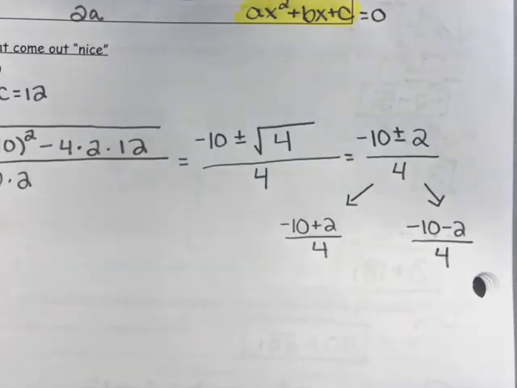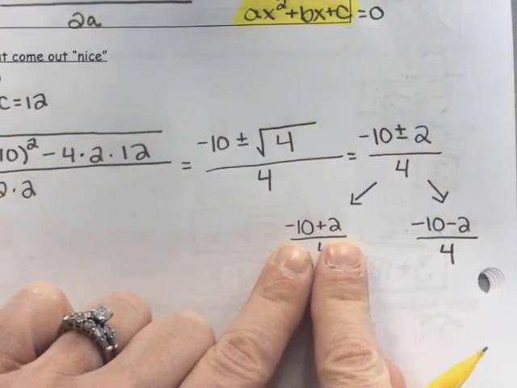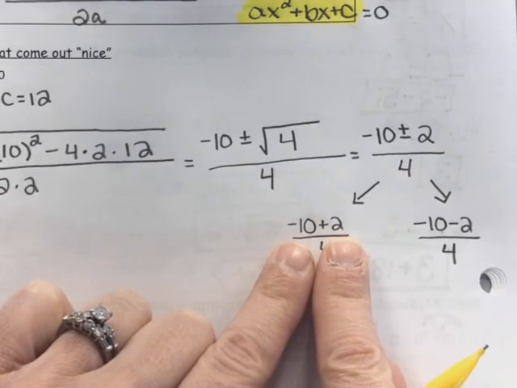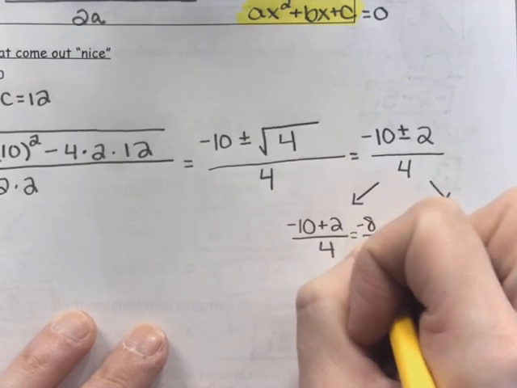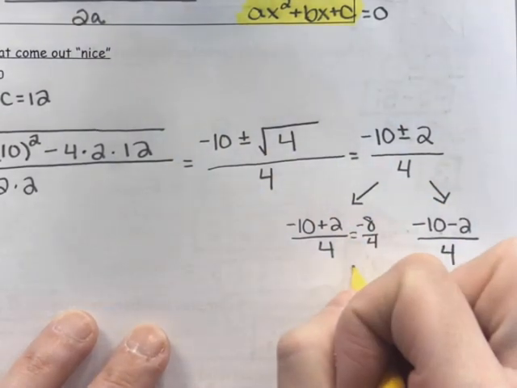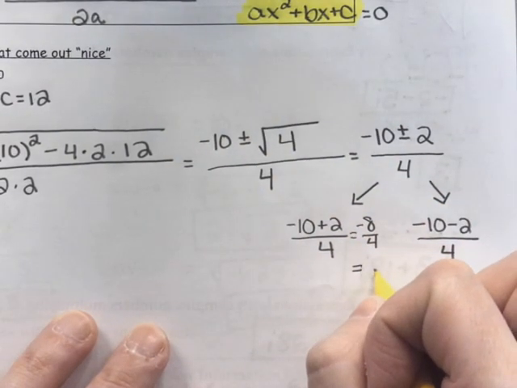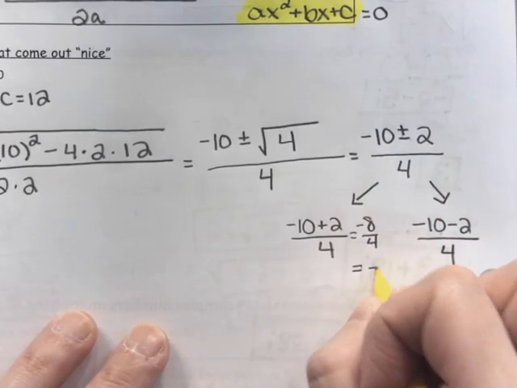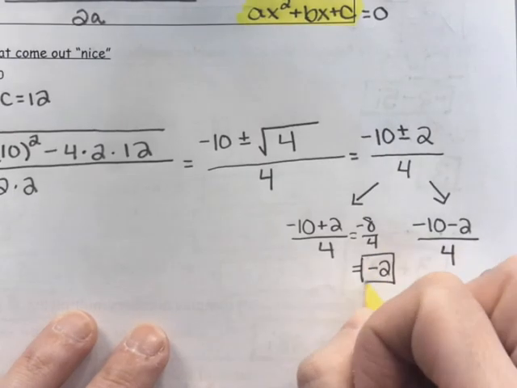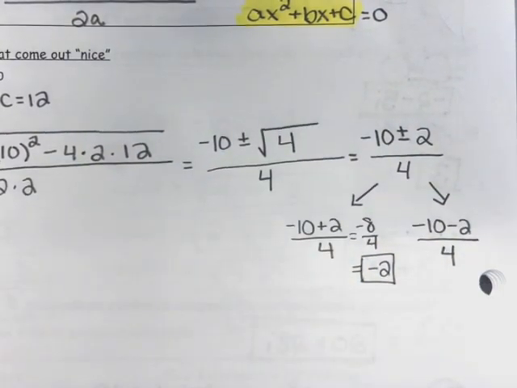I know, it's a lot of steps, right? All right, so negative 10 plus 2 is what? Negative 8. So I get negative 8 divided by 4. What is negative 8 divided by 4? Negative 2. So negative 2 is going to be my final answer.